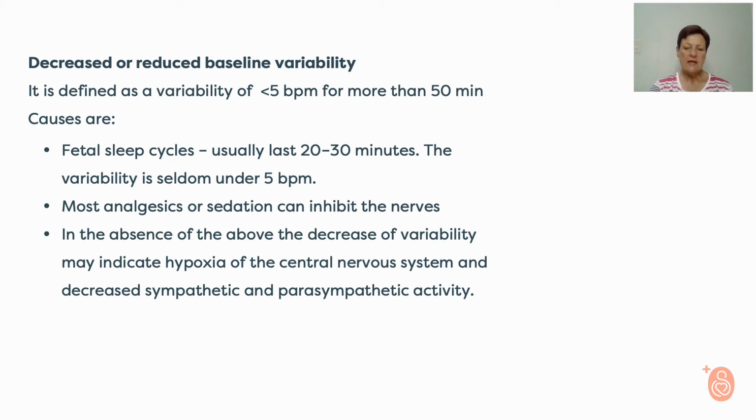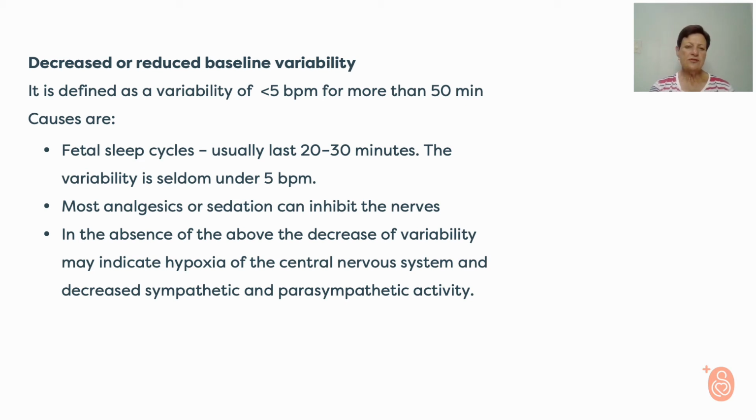50 minutes. Now, we remember the reason why we use this 50 minutes is because of the possibility of the sleep cycle. We've said that one of the possible causes for a decreased variability might be a sleep cycle, where the fetus is asleep, and there's very little interaction between the parasympathetic and the sympathetic nervous system during the sleep cycle. And these cycles usually last about 20 to 30 minutes.